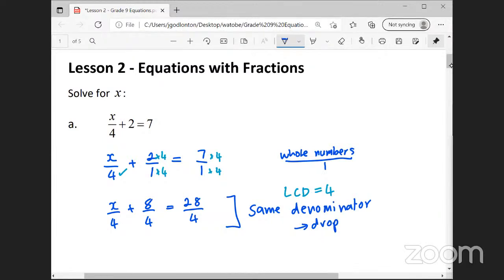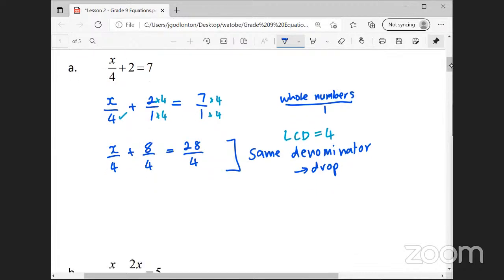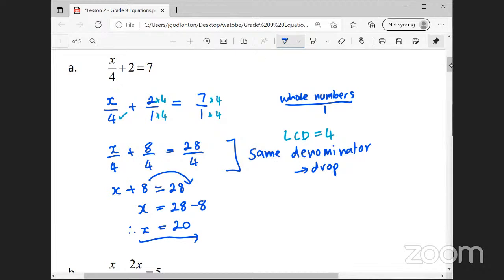Okay, so some of your teachers may have taught you at this point, they haven't even written the denominator. They may have just written x plus 8 equals 28, and that's also 100% fine because you don't need to show that step. So now I'm going to lose that denominator. So I'm going to say x plus 8 equals 28. So I've dropped my denominator. And then I solve it like a normal equation. So I'm going to move this 8 over onto that side. So x is going to be 28 minus 8. And my final answer would be x is equal to 20.